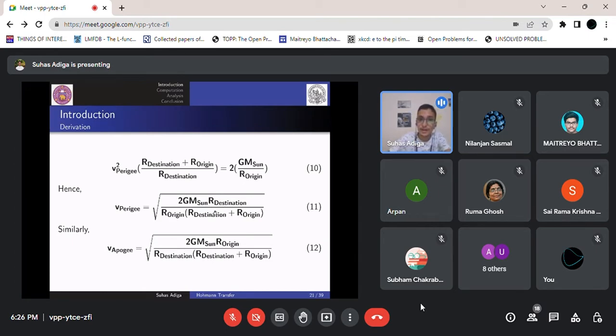So you can clearly see that for velocity at perigee, there is a factor that is depending on the destination planet's radius, right? And then again, it is dependent on its own radius too.